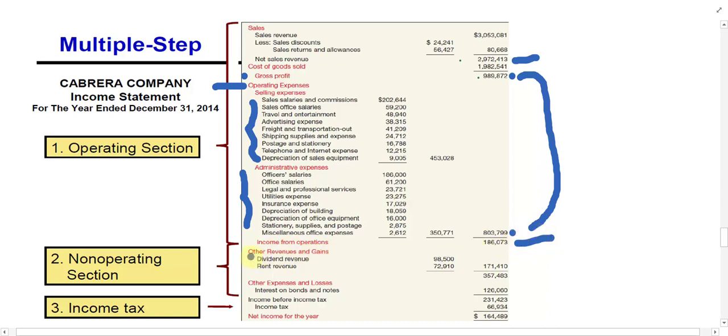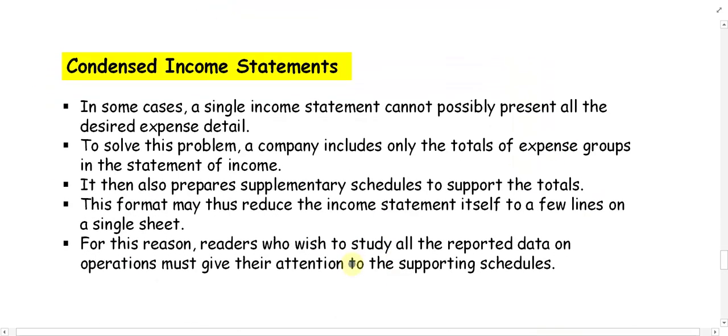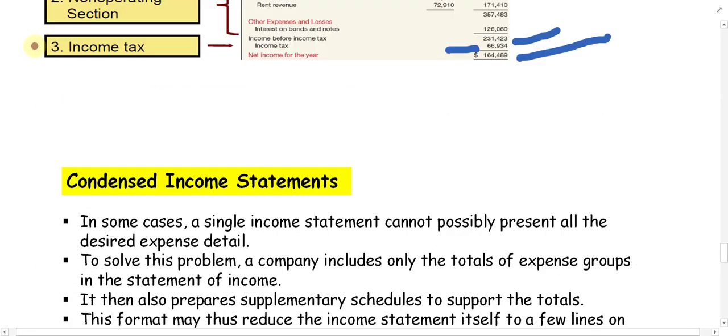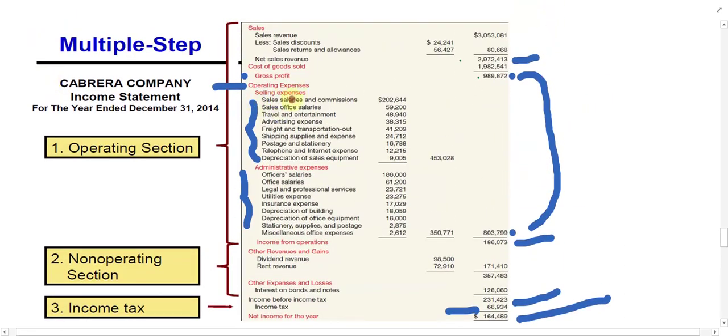To this one, we have to add other revenue and gain, for example, dividend revenue, rent revenue, and so on. Then we have to minus other expenses and loss, such as interest on bond and notes, for example. Then whatever is the result is called income before income tax. Then we have to minus tax. Then whatever is the result, this is called net income for the year. So this was the format of multi-steps income statement, right? After this, the next format is basically condensed income statement. Condensed income statement is basically a specific format of income statement. It is just basically the summary of a multiple steps income statement.